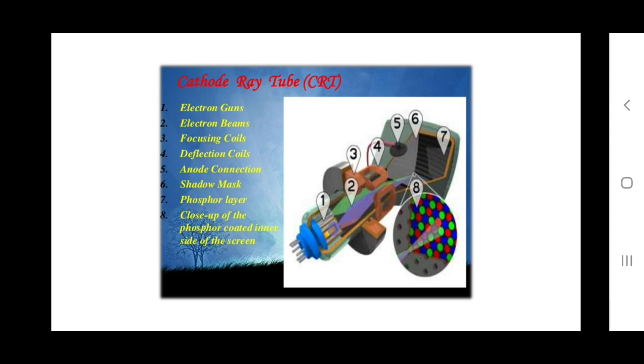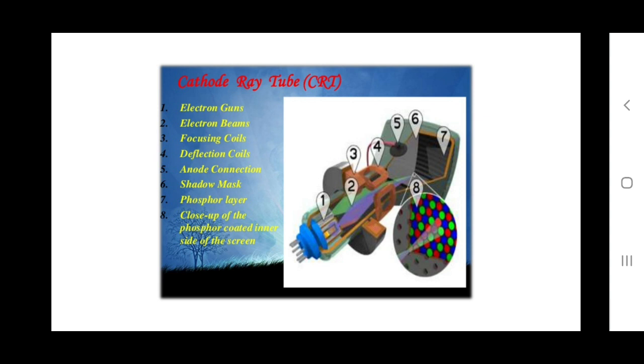A cathode ray tube is basically an evacuated glass in which a beam of electrons is fired from the electron gun onto the phosphor coated screen, resulting in illuminated rays being displayed on the screen. There are certain parts explained in the cathode ray tube. The parts are electron gun, electron beam, focusing coil, deflection coils, anode connection, shadow mask, phosphor layer, and close up of the phosphor coated inner side of the screen.